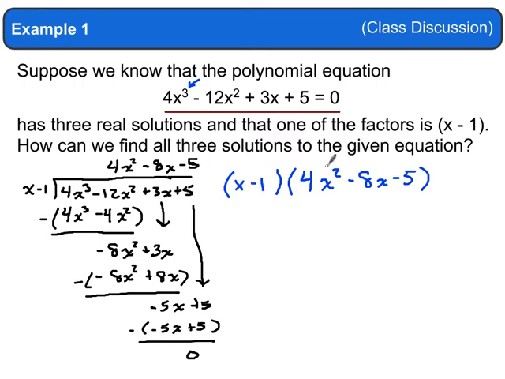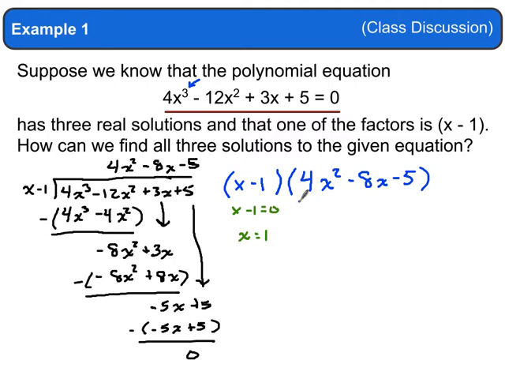Now what does that mean? That means if I multiply these two, that's written in blue, that's going to give me the original polynomial equation, the 4x cubed minus 12x squared plus 3x plus 5. So the nice thing is now is this one, right? X minus 1 equals 0. I know that one of my solutions is 1.